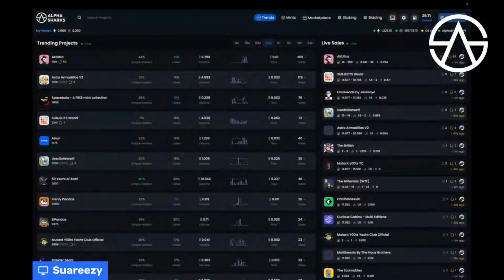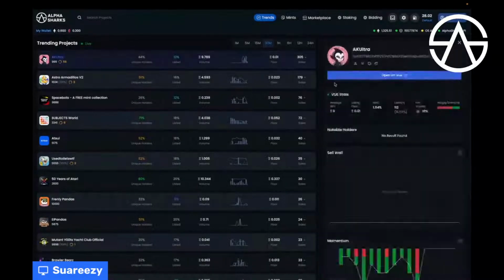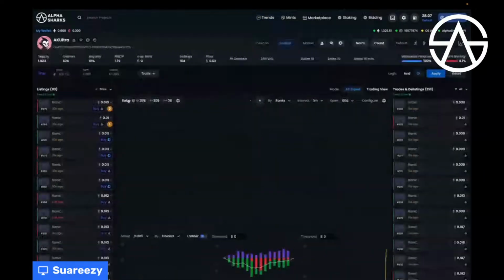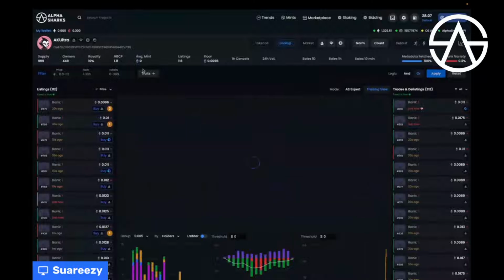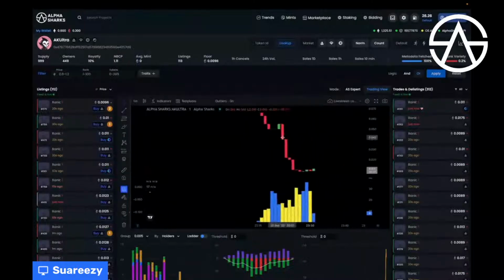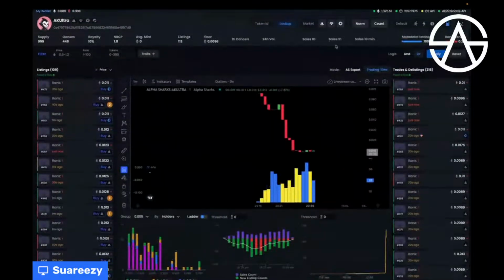So tap spacebar, it's revealed. Okay. Let's go with this AK Ultra thing. It says tons of sales going on right now. Okay. Looks like we're bugged. They're not getting data here.